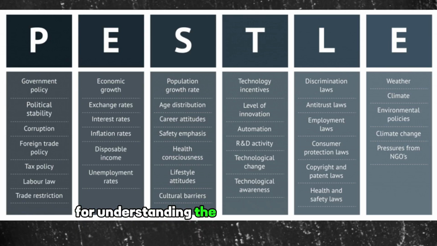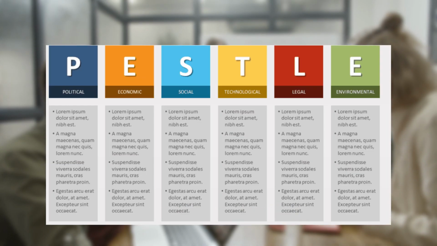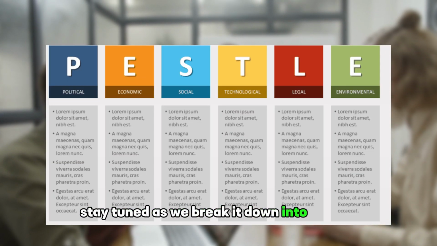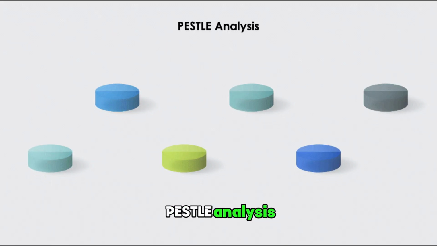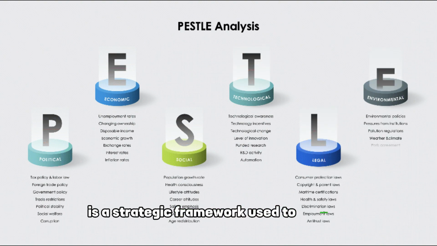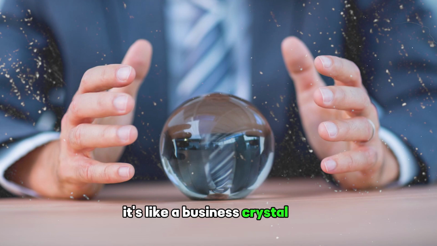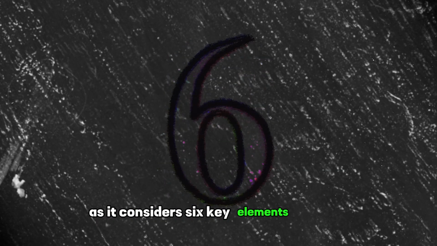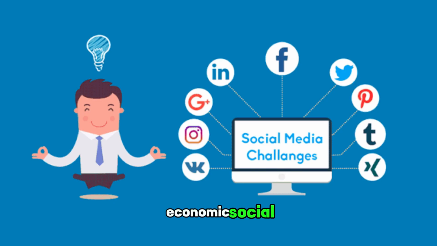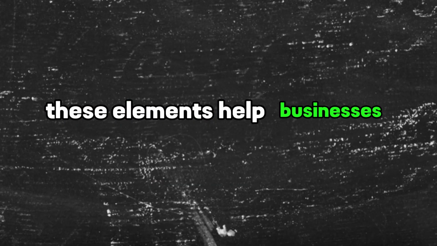Welcome to our YouTube channel, where we provide valuable insights for professionals looking to master PESTLE analysis, a powerful tool for understanding the business environment. If you're ready to dive into the world of PESTLE analysis, stay tuned as we break it down into a quick 2-minute script. PESTLE analysis, also known as PEST analysis, is a strategic framework used to analyze external factors influencing a business. It's like a business crystal ball, as it considers 6 key elements: political, economic, social, technological, legal, and environmental. These elements help businesses spot opportunities and threats in their industry.